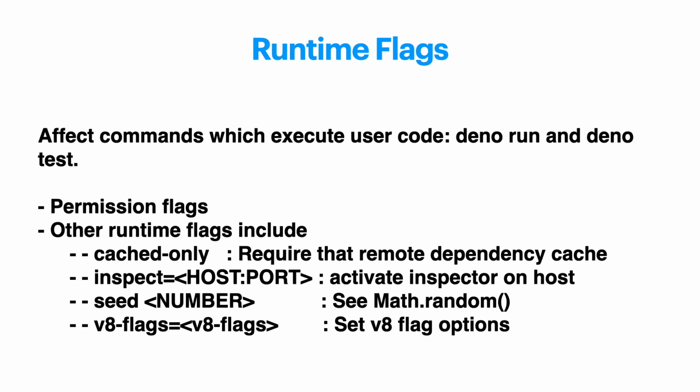But other runtime flags besides permission flags include cache-only, which requires that remote dependencies be cached. You can use inspect and provide a host and port, so you can activate the inspector on a host. You can provide a seed, which will seed the random number generator for Math.random. And you can also pass V8 flags, which sets V8 flag options.